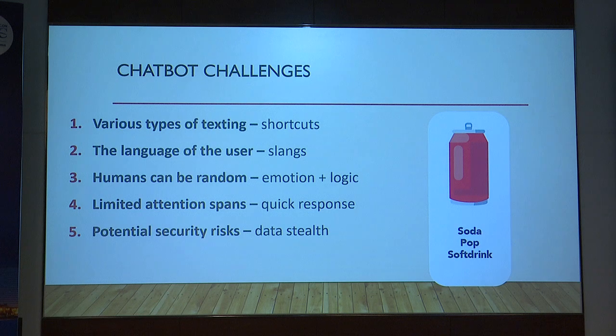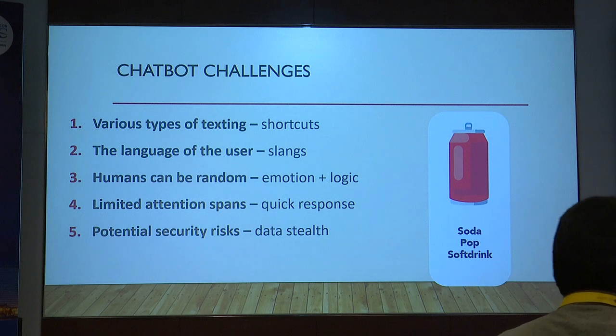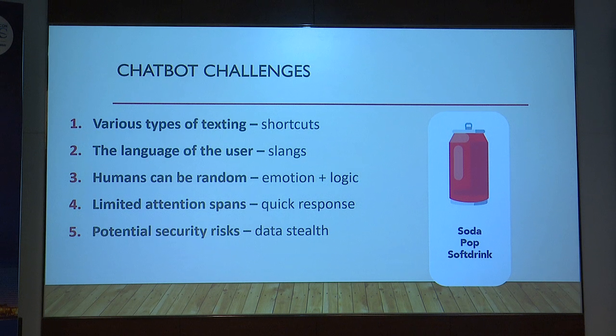And humans can be random. They not only work on logic, they also work on emotions. For example, sometimes if the patient or the user is on the online platform, he must be asking for suggestions, which thing I have to buy or which path I have to go. And sometimes they just need the information, not only the suggestions.